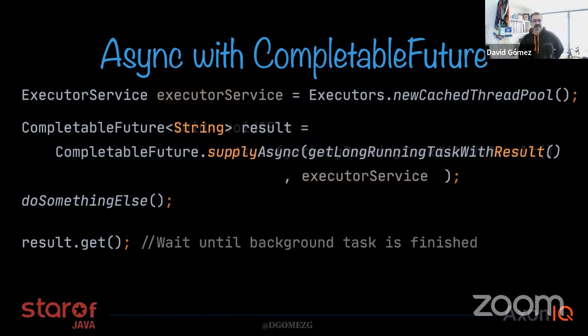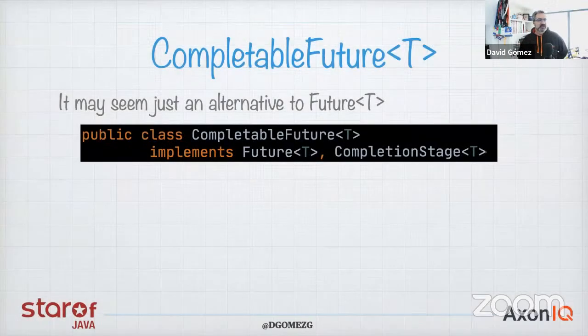So that's basically it. The only difference is we either use run async if we are going to use a Runnable, or supply async if we are going to use a Callable. And then we will get a CompletableFuture of Void for a Runnable, or a CompletableFuture of R, the type of result, if we are providing a Callable. So this is the CompletableFuture.